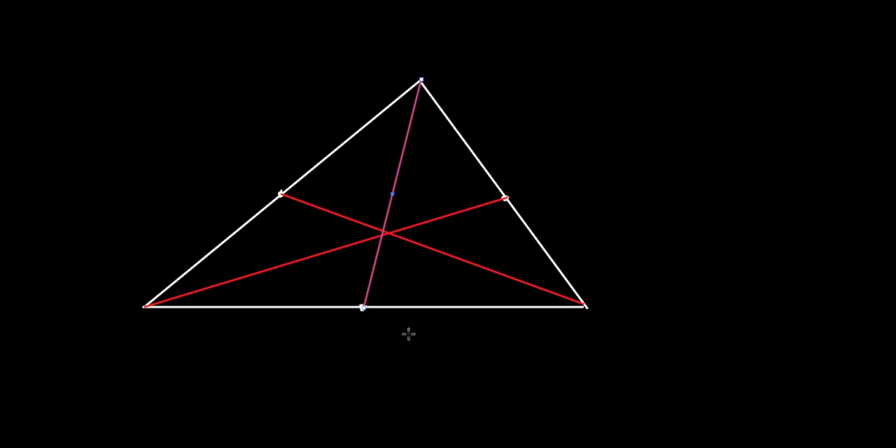Well, I didn't draw it perfect, but they should all do what? Meet right there. We'll make that dot big enough and it looks like they meet right there. Okay? So what is this point called? This is the what? The centroid. Now, we learned something about the centroid.